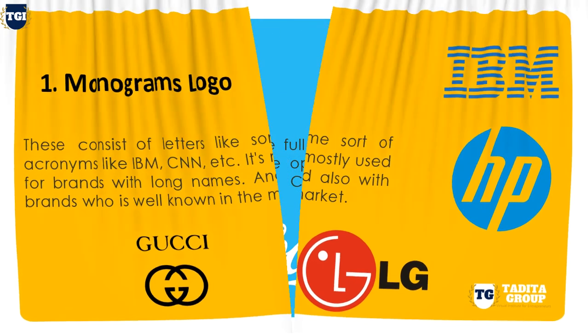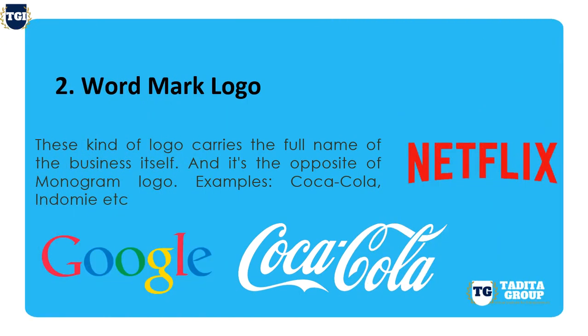All right, so we are going to move to the next type of logo, which is the Watermark Logo. This is a logo which is really common. This kind of logo carries the full name of the business itself, and it's the opposite of the monogram logo. It is used by companies that have very short names. If you have a business that just has maybe one word, you can use just that word for the business logo, and it's going to fit very well.